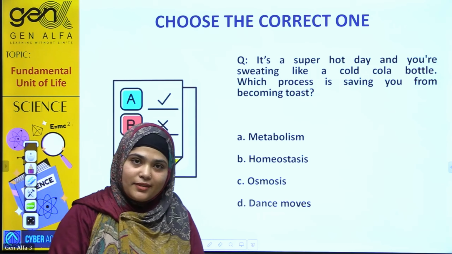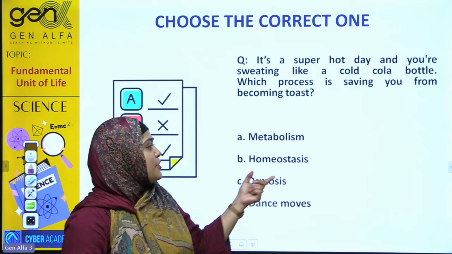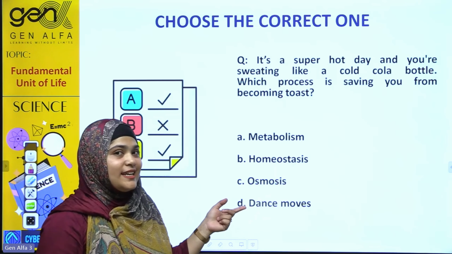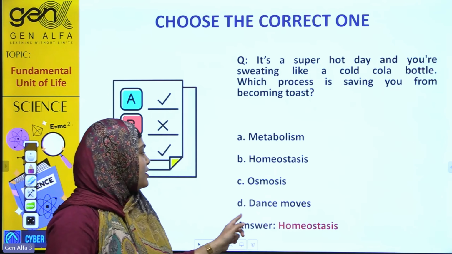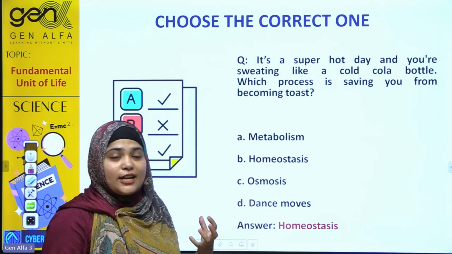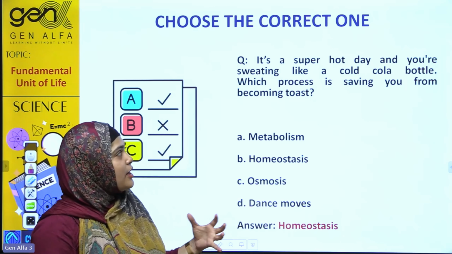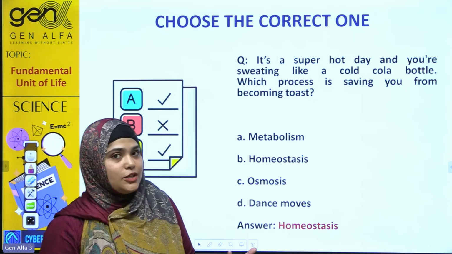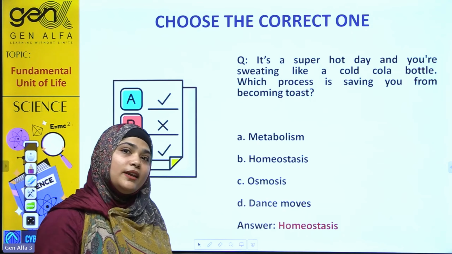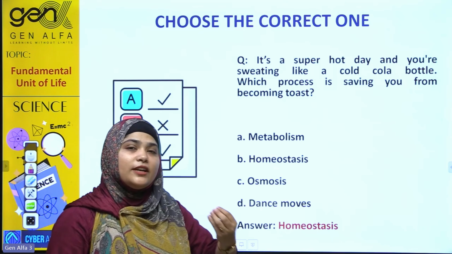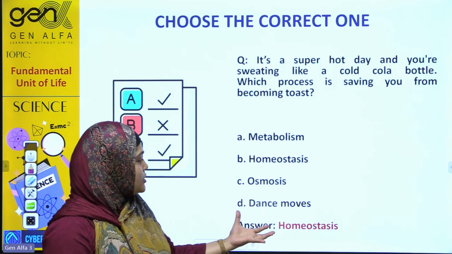Ready? Okay, so your answer is actually what? Tell me the answer. It is homeostasis. So here your cell is actually performing homeostasis. On a hot day, what will happen? Your body will start sweating and it will activate the cooling mechanism. So this is the answer of homeostasis.